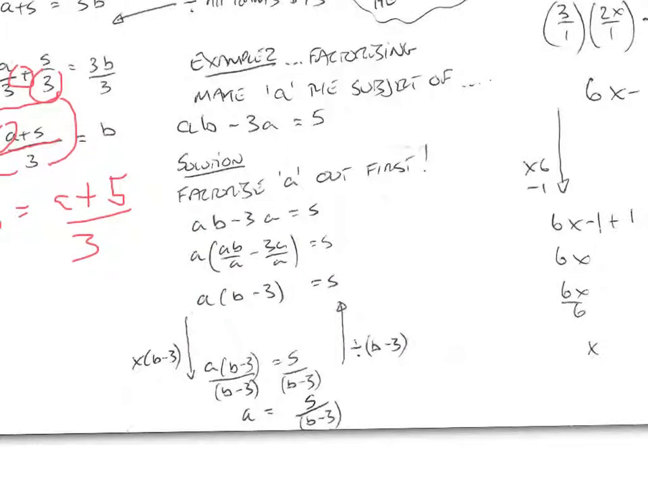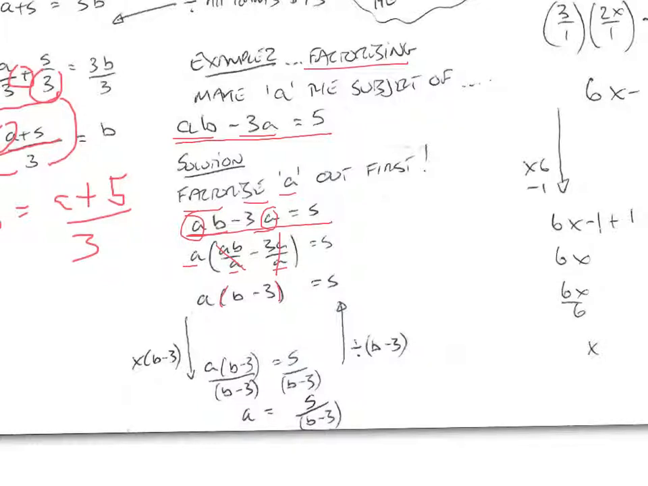Now we look at a second example, but this example is slightly different in that we have to do some factorizing. So let's make a the subject of the equation ab minus 3a equals 5. Well, the first thing we need to do is to factorize the a out of these two terms. Okay, so ab minus 3a is equal to 5, so a is the highest common factor to both of these terms. So we have a outside here, and we divide both terms by our highest common factor. So they'll cancel, and they'll cancel, so that can be rewritten as a times b minus 3 is equal to 5.